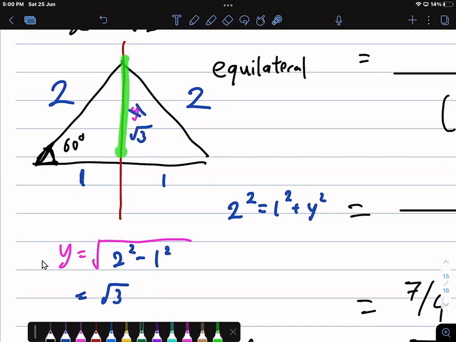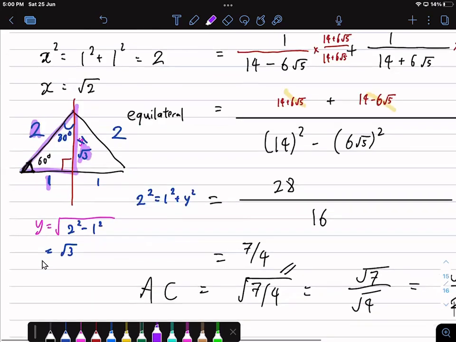If this is a perpendicular bisector, what's the angle over here? Perpendicular. 90 degrees, of course. Then what's the remaining angle there? 30 degrees. Now you memorize this triangle: 1, 2, square root 3. 30, 60, 90. 1, 2, square root 3.